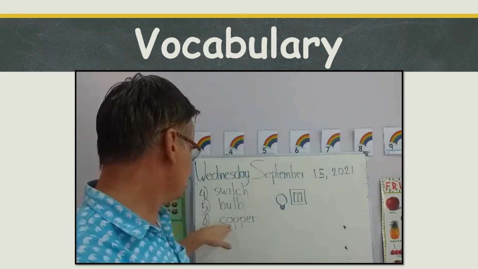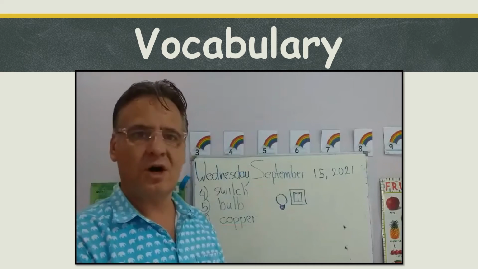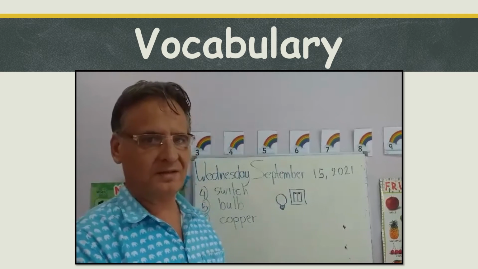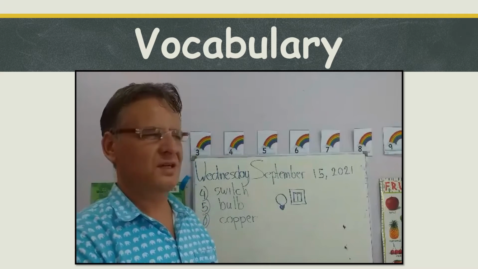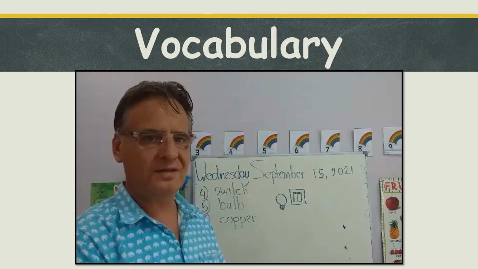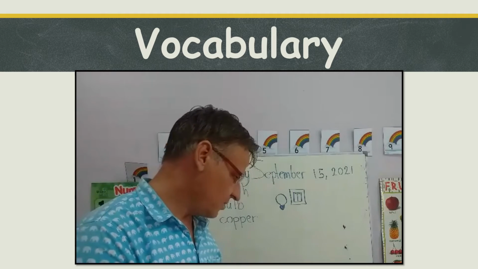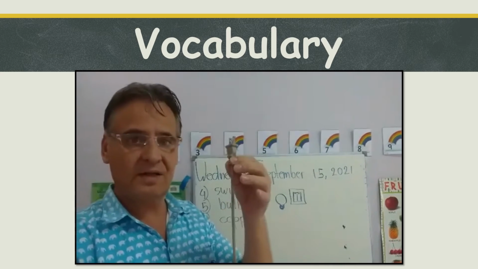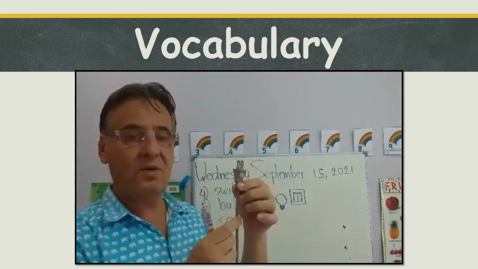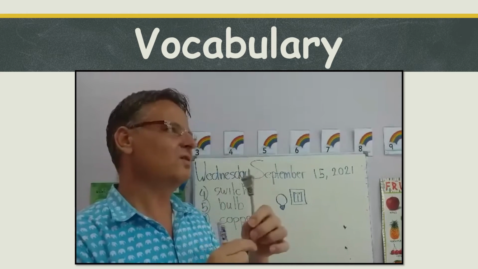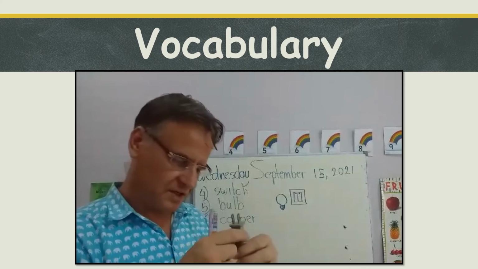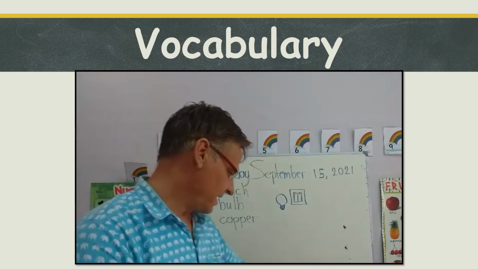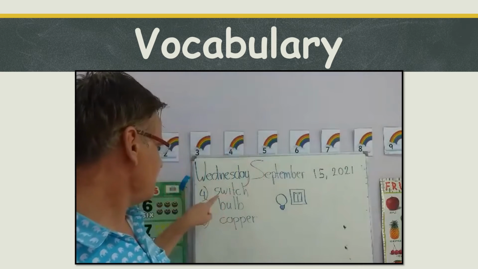Number 6, C-O-P-P-E-R, copper. Copper is a metal, and it's like a dark goldish color. And what is good about copper is that electricity goes through copper very well. That's why inside here the wires are always, I think always, made of copper, because it's a very good conductor of electricity.